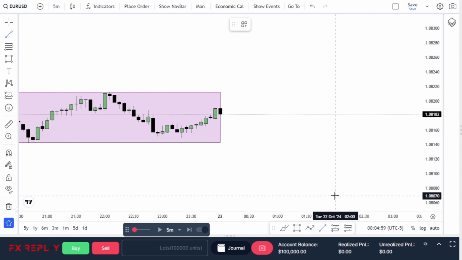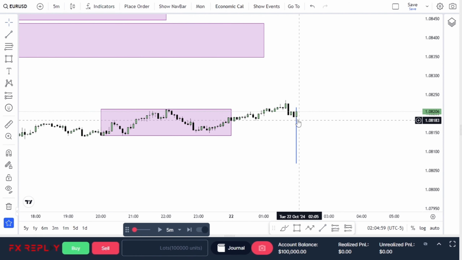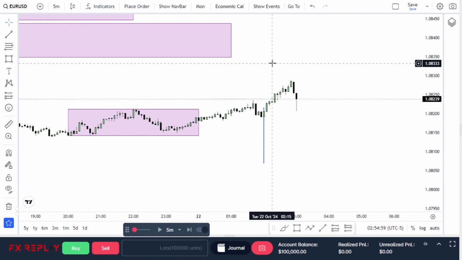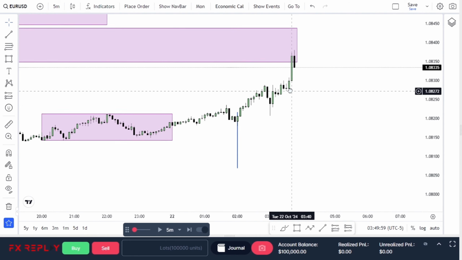London session will open at 2 AM Eastern. Now we will look for the manipulation in the market toward our higher time frame PD array. The market hit our higher time frame PD array. Now we will look for the market structure shift on the 5-minute chart, and then we can enter at any fair value gap in our position.